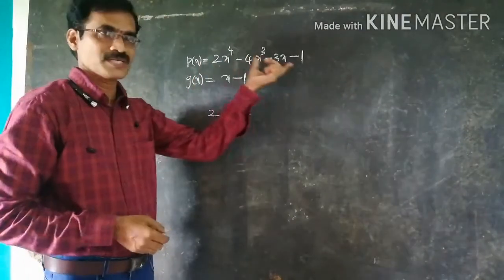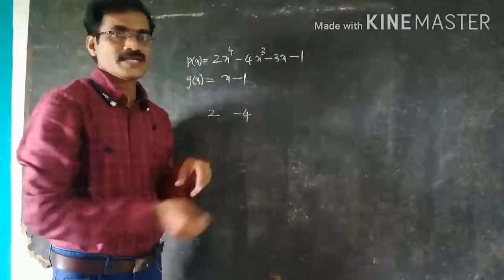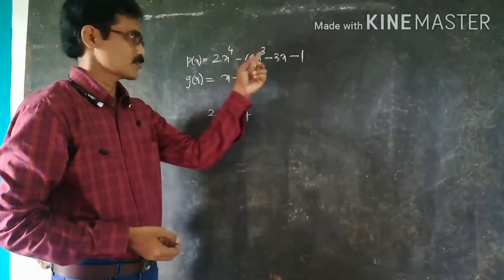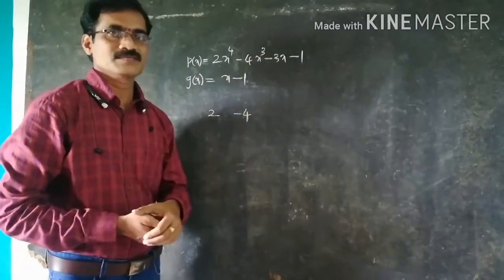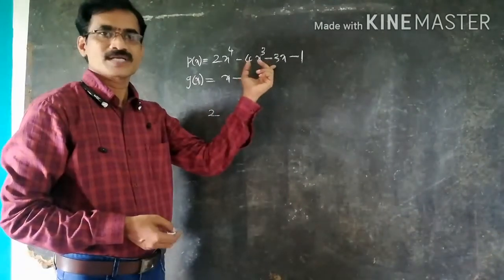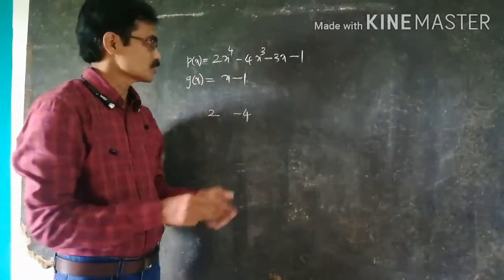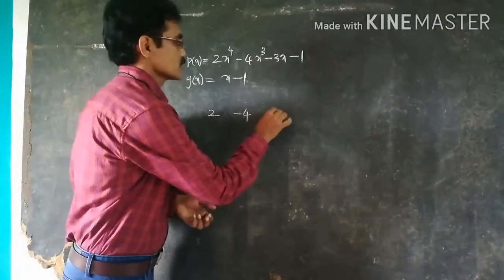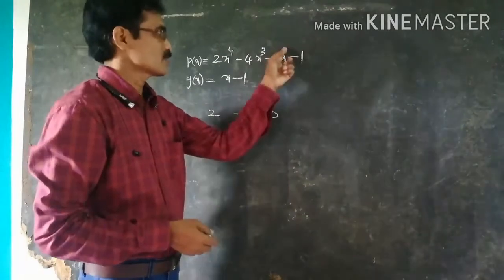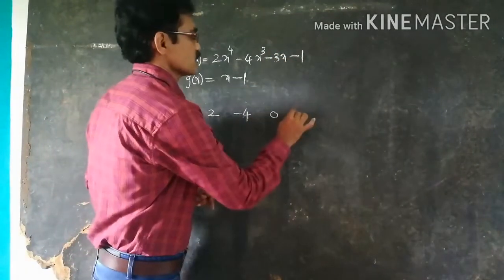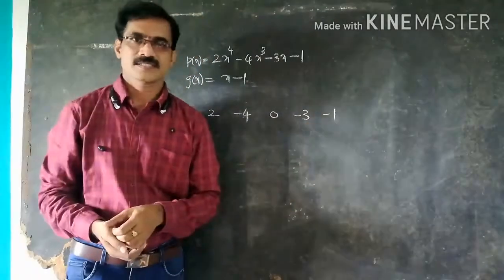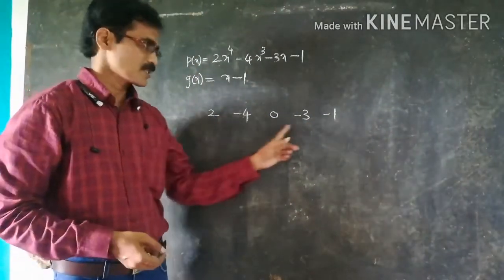The given polynomial should be in decreasing order. The powers should be in decreasing order. Here the power is 4, the power is 3, and the next power must be 2, but the square term is not here. So you take the x square term coefficient as 0, and the next power is 1, whose coefficient is minus 3, and the last is the constant.